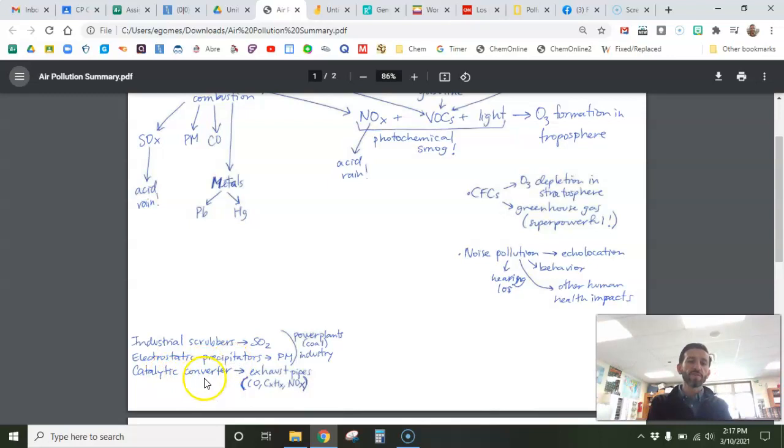And catalytic converters. So these are present in all cars, at least in the United States, in exhaust pipes to diminish or eliminate carbon monoxide, hydrocarbons, and NOxes. Okay, so you need to know those three terms and what they do.